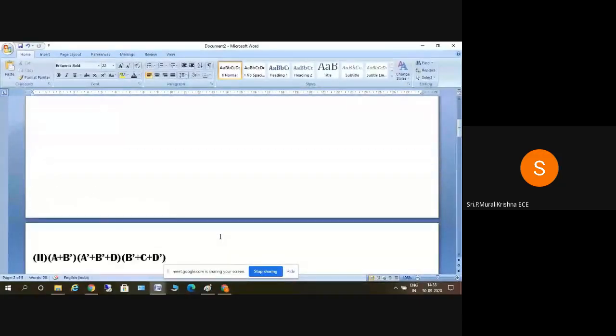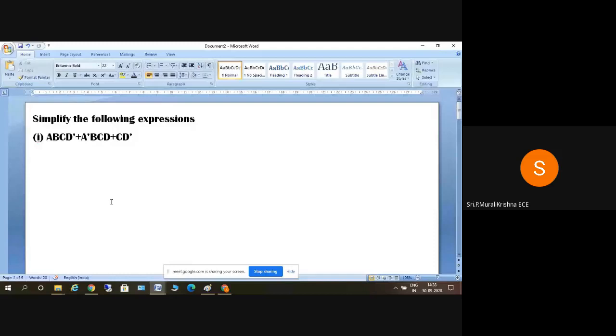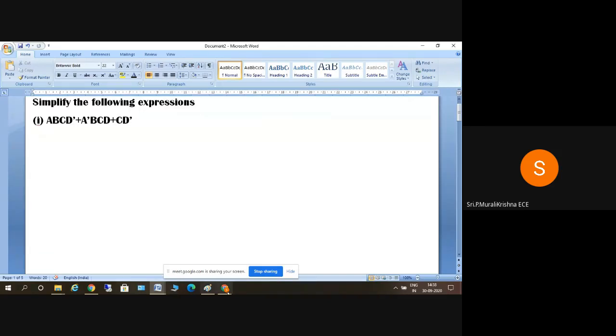Right. So today also we'll see the minimizations. Today and tomorrow, most probably, we'll see the minimizations using these Boolean laws. So we have to simplify the following expression. You can see my screen, right?